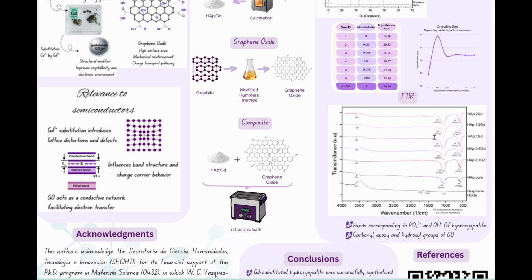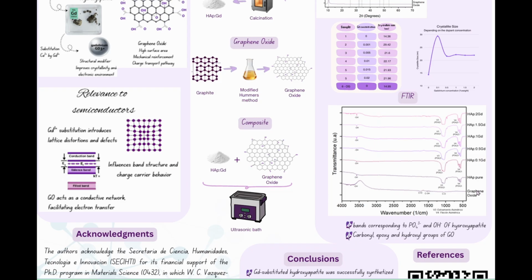In another technique, the FTIR spectra confirm the successful synthesis. We can clearly identify the bands corresponding to the phosphate and hydroxyl groups of all the samples in hydroxyapatite, and the carbonyl, epoxide, and hydroxyl functional groups from the graphene oxide.